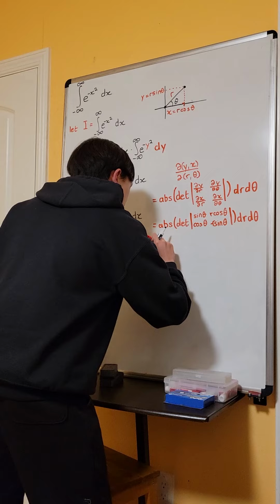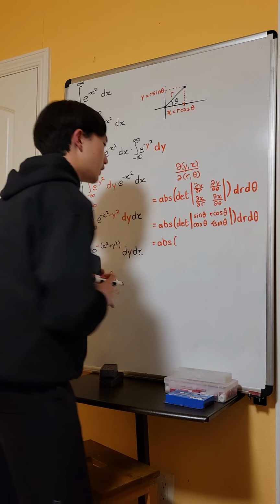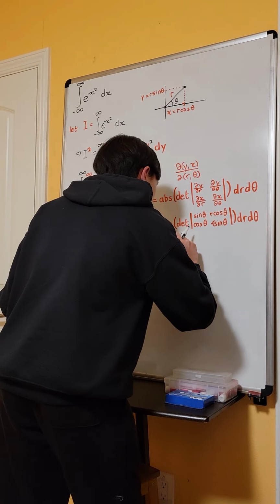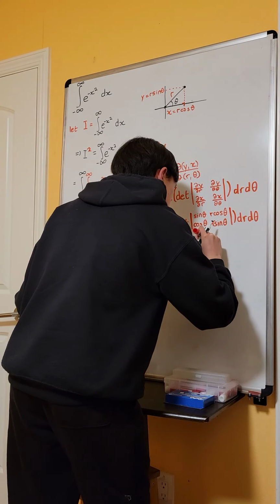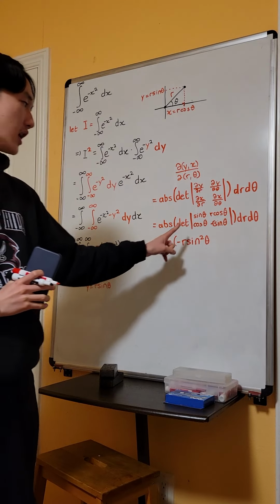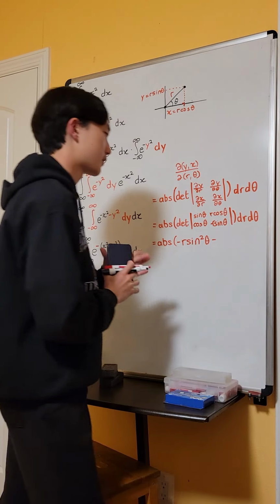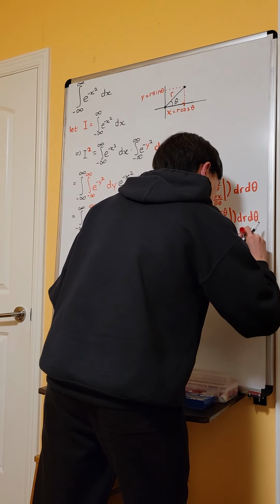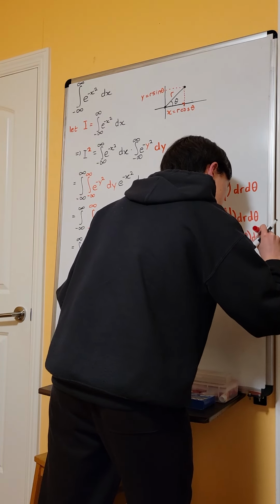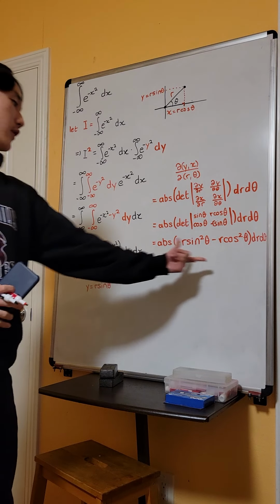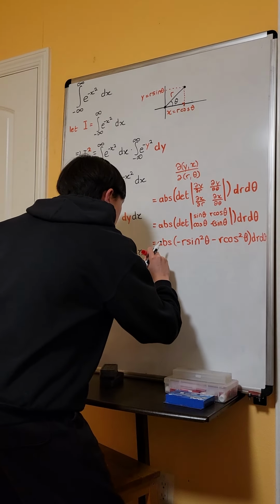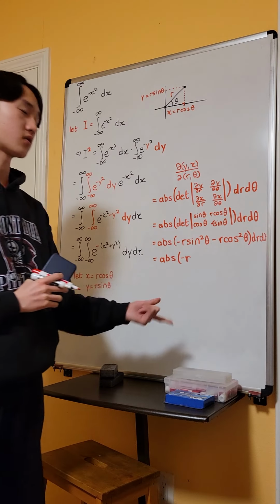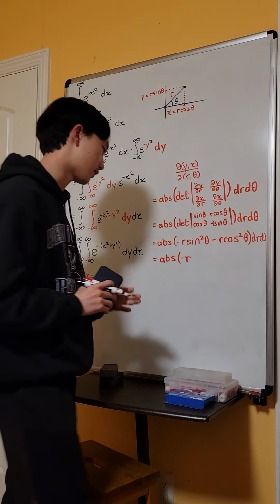So we've got the absolute value of sine theta times negative r sine theta gives you negative r sine squared theta. And then you have to subtract off the other diagonal, minus r cosine times r cosine squared theta, dr d theta. From here, factor out a negative r. And then after you factor out the negative r, notice that you just have sine squared plus cosine squared left, which gives you 1, so we're not going to write that down.